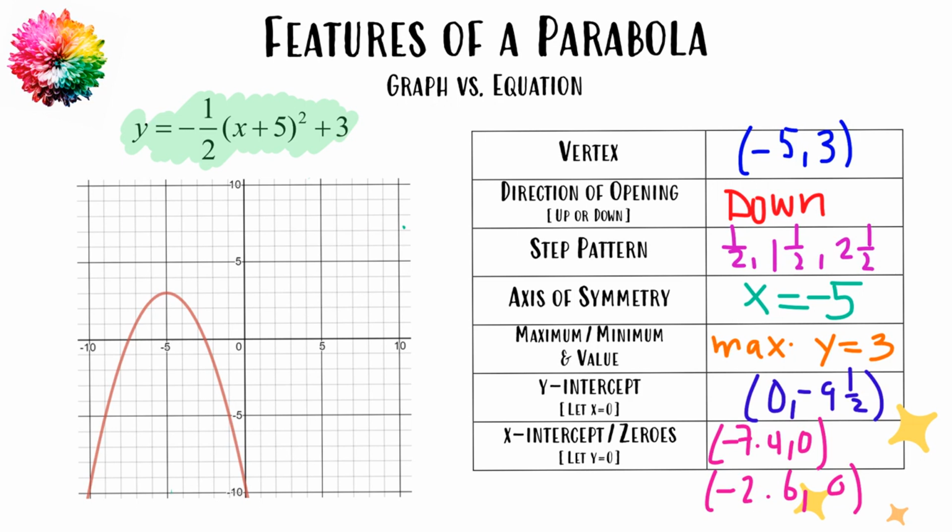So if you haven't already done so, we can now fill in the rest of the chart. The y-intercept is 0, comma, negative 9.5, and the x-intercepts are negative 7.4, comma, 0, and negative 2.6, comma, 0.